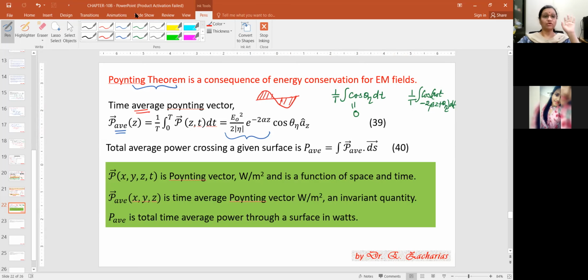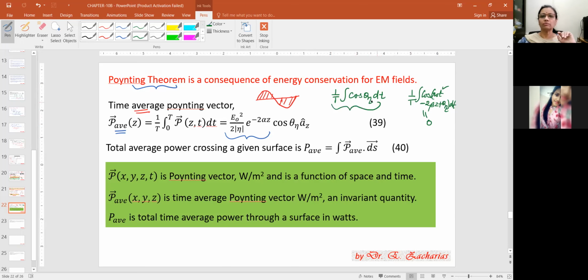I'm sorry, I just need to go back a bit. The first term will not give you 0. The second term will give you 0. Why will this give you 0? Because this has got a time component. So you can do an integration, and a cosine function or a sine function, when you integrate it over a period, will give you 0. I hope that's clear.